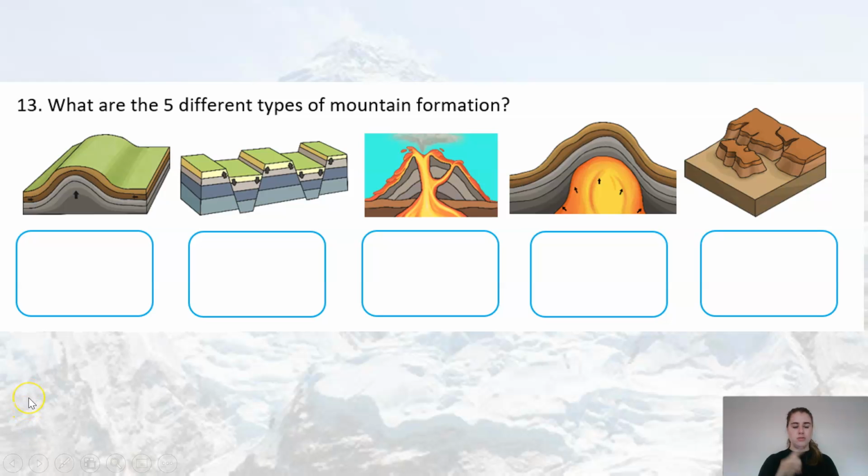The first one here you might recognise from when we used the towels to create a fold. So that first one there is the fold mountains. Now these ones here, if you look at them, they're in different blocks. They're in tall blocks and shorter blocks. We know that one of them was called fault blocks. So these are our fault block mountain formations.